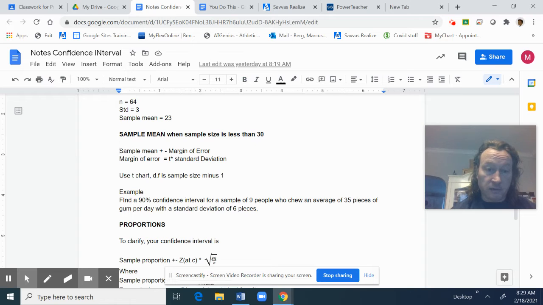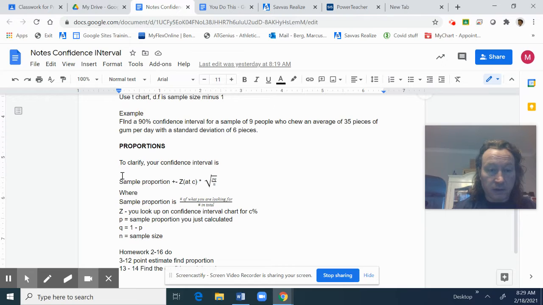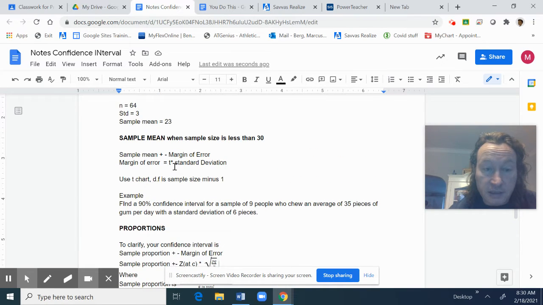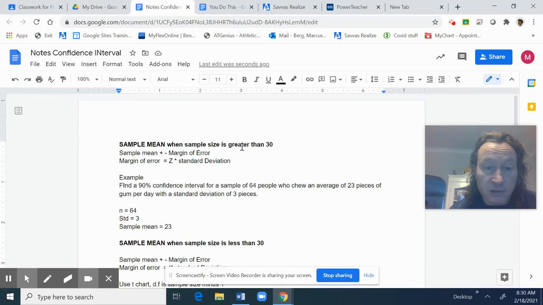Let me put that in there. And then your margin of error is going to be different for each of these problems. It's calculated differently. For the proportion one, it's the square root of PQ over N. You're looking up your Z and you start with sample proportion. Here, you're using the T that we looked up times the standard deviation for your margin of error. And for the sample mean, where the sample size is greater than 30, it's just Z times your standard deviation.